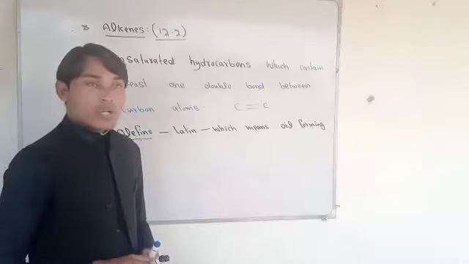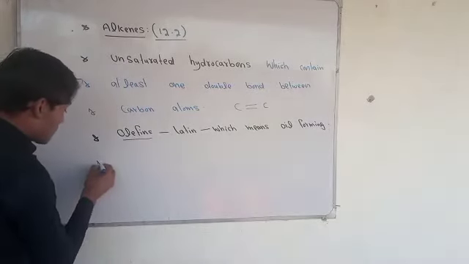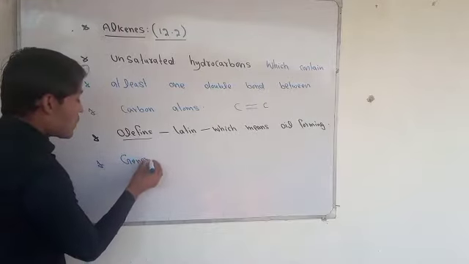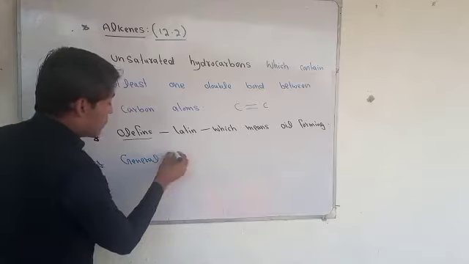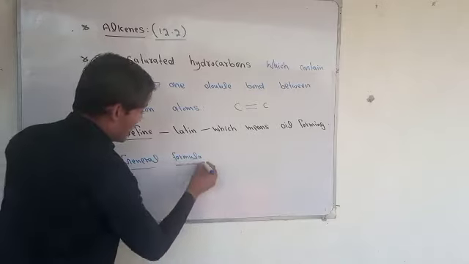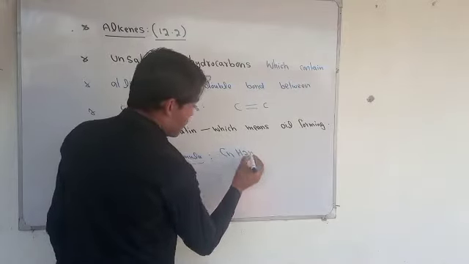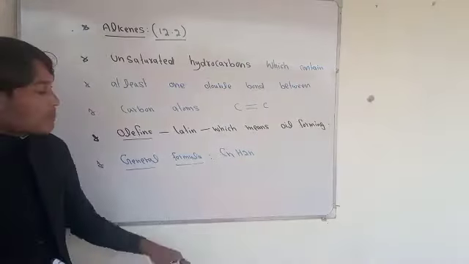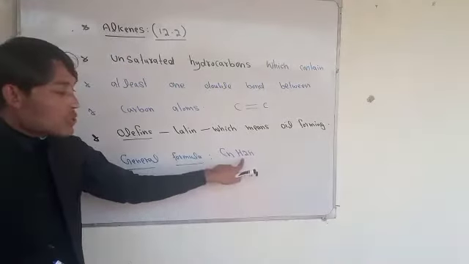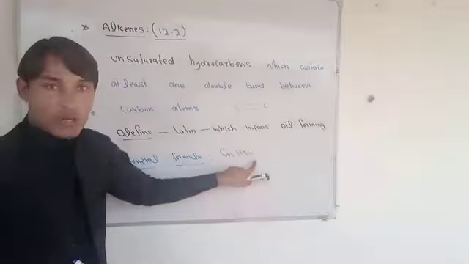Now let's talk about the third property of alkene, which is the general formula. The general formula for alkene is CnH2n. What does it mean? Cn means the number of carbons, while H2n means the number of hydrogens will be 2 times n, where n is the number of carbons.